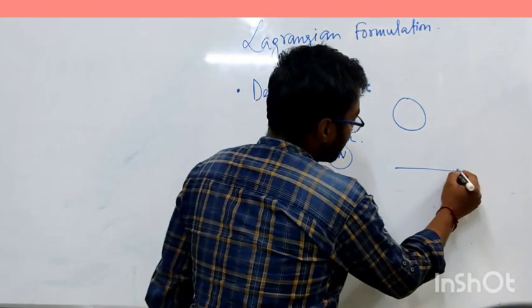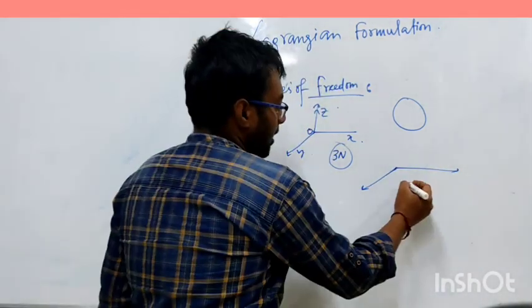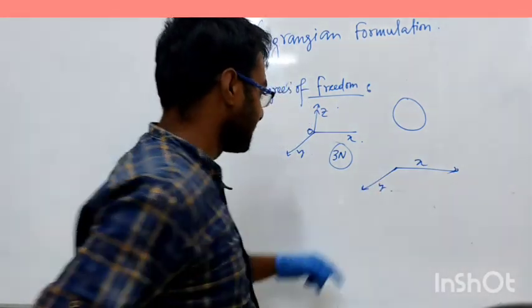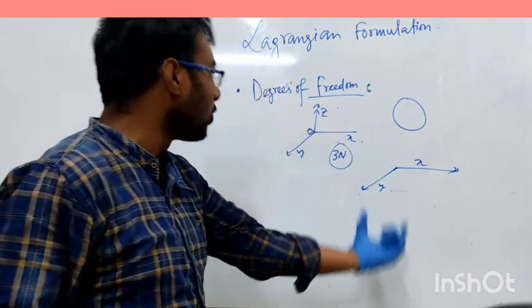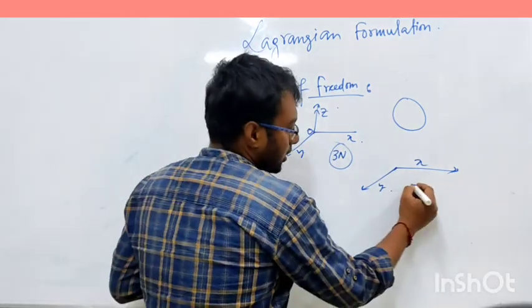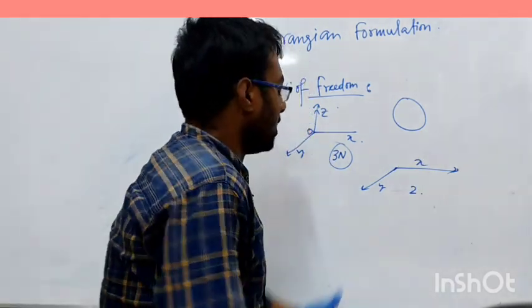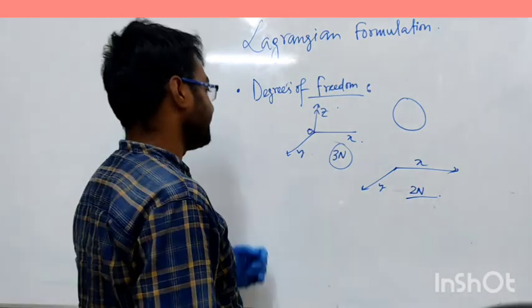If we consider the particle exists in a plane, then what will be the degree of freedom? It can move along the x direction and along the y direction. So we need 2 coordinates to describe one dynamic or static system. So the degree of freedom will be 2, and for n number of particles, the total degree of freedom will be 2n.